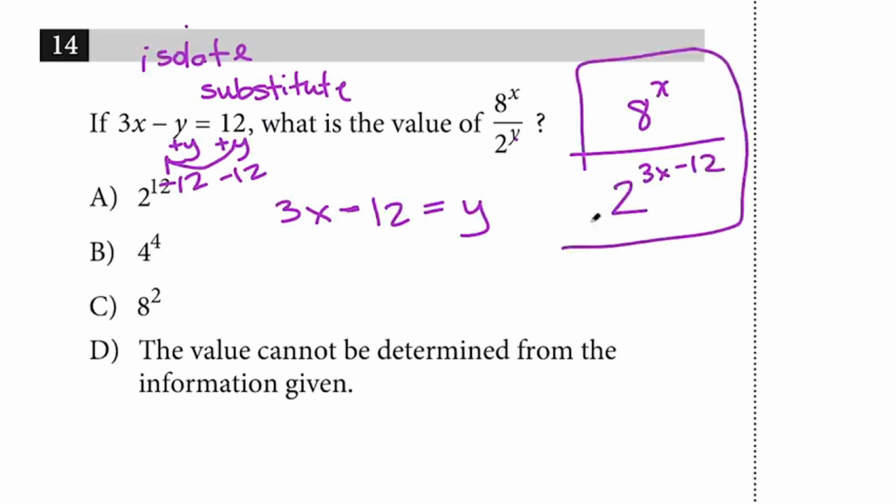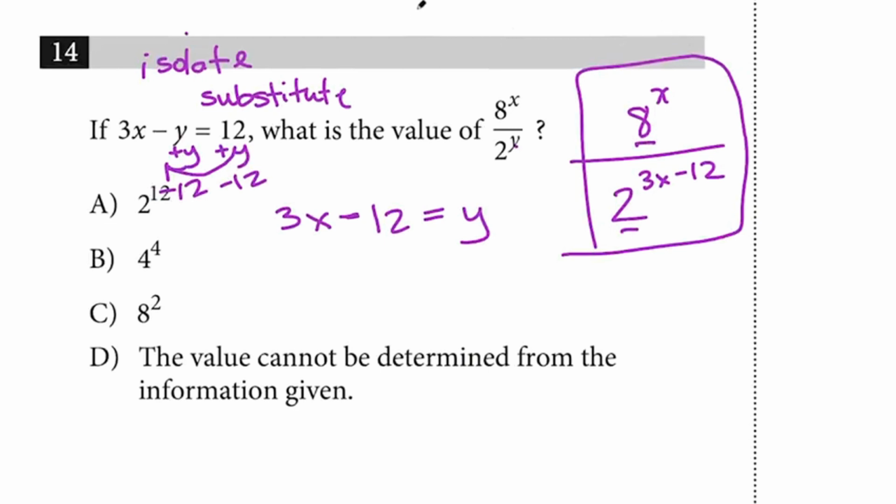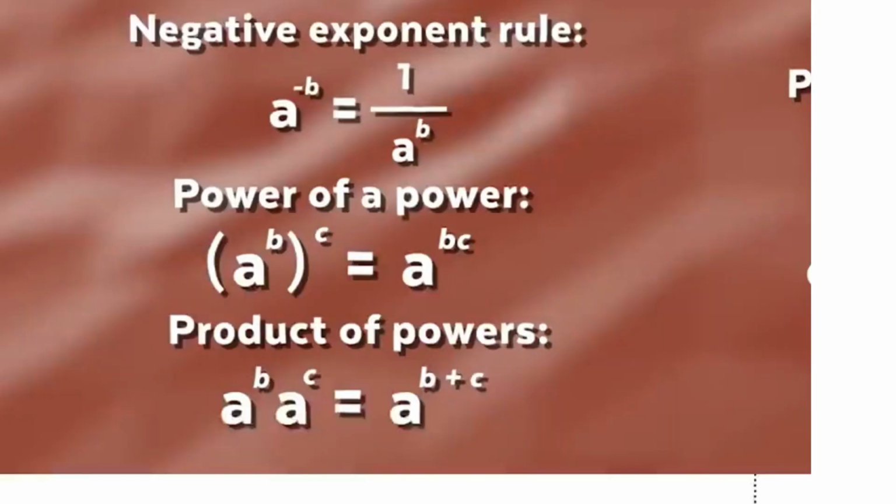Now this is cool, because if I can just get these bases to match, then I can use this exponents rule. I can use 2 to the a over 2 to the b equals 2 to the a minus b. This is an exponents rule. And if you don't remember this, then it's a really good idea to review your exponents.